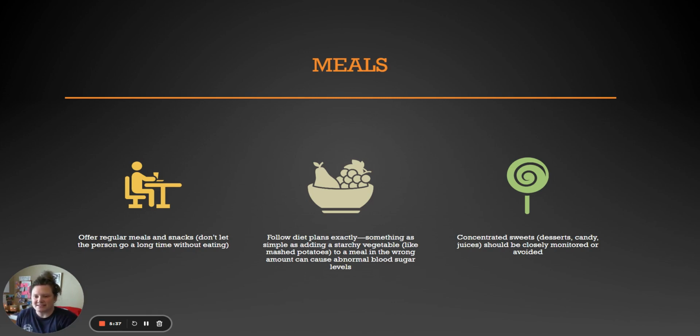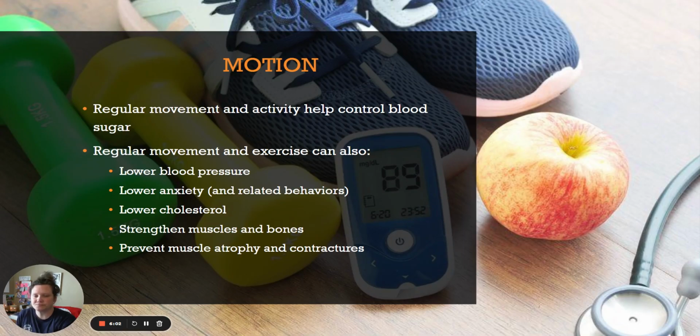Follow their diet plans exactly. So in diabetes, something as simple as adding an extra scoop of mashed potatoes to somebody's plate can cause dangerously abnormal blood sugar values. And then concentrated sweets. These are things like desserts, candy, juices. Those are things that should either be closely monitored or even avoided altogether in someone with unstable blood sugar.